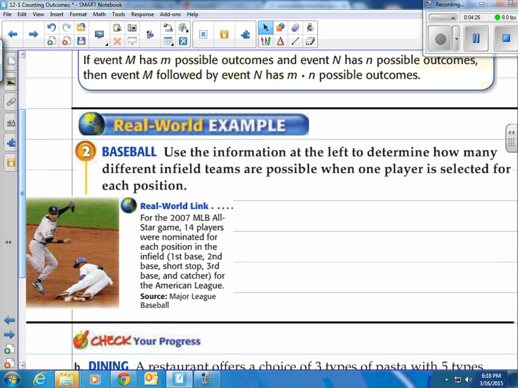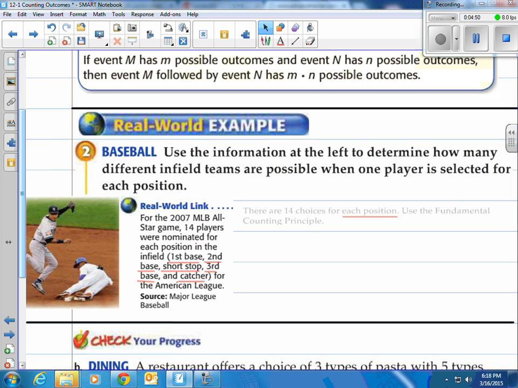Here's baseball. It says use the information at the left to determine how many different infield teams are possible. One player is selected for each position. All right, so here we are, baseball. In 2007, at the MLB All-Star Game, 14 players were nominated for each position in the infield: first, second, third, shortstop, and catcher for the American League. So 14 players were nominated for each of those positions.